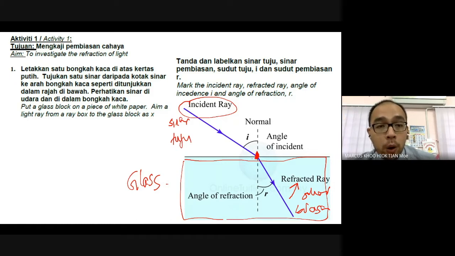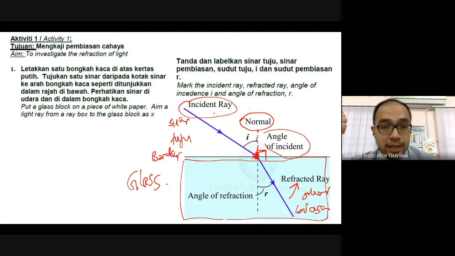Now, the point where the incident ray becomes the refracted ray, if we draw a normal line. When I say normal line, it means it is 90 degrees to the border. This is the border line where the glass block is. If I draw a normal line at 90 degrees, I'm going to call this a normal line. Now, the angle between the incident ray and the normal is called the angle of incidence. The angle between the refracted ray and the normal is called the angle of refraction.